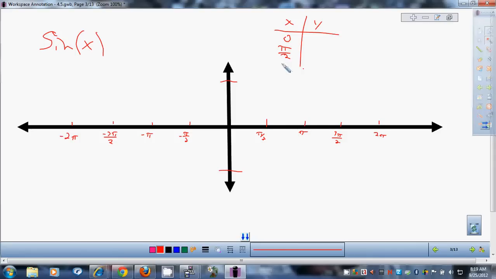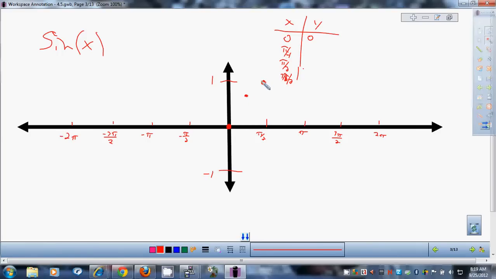Actually, I could do even more than that. I will do more than that. I'll do 0, pi over 4, pi over 2, 3 pi over 2, etc. What is sine of 0, Josh? 0. What is sine of pi over 4? Which as a decimal is like 0.7 or something. So it's going to be right about here-ish. What is sine of pi over 2?